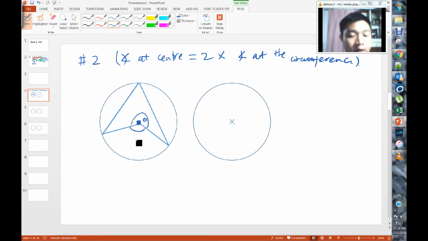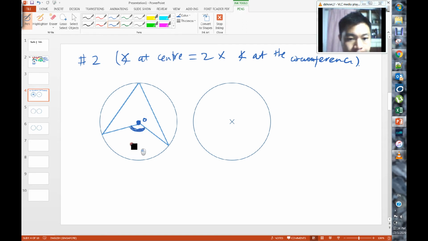So which one should you choose? The important thing is you need to be able to identify the angle at the center. I will teach you how to choose. Let's choose this as the angle at the center first.